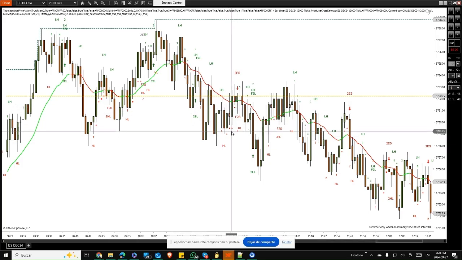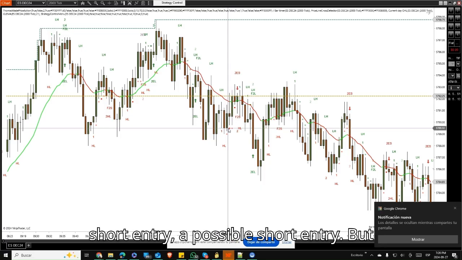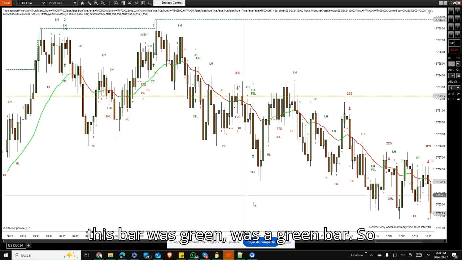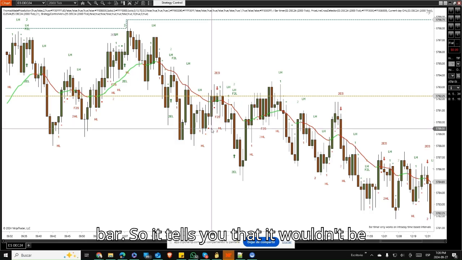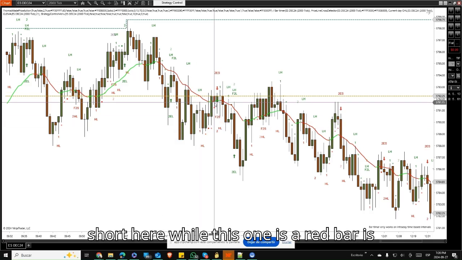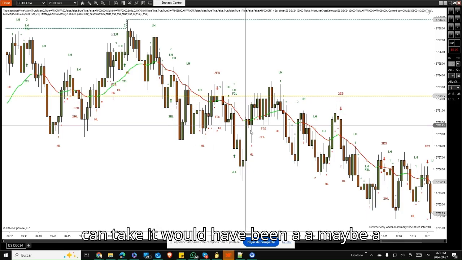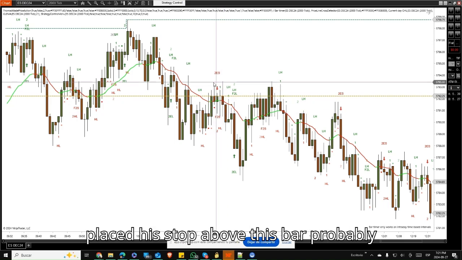Now, for example, this one is dim because it was a possible short entry, but this bar was a green bar, so therefore it became an unqualified bar. So it tells you that it wouldn't be a good idea to enter a second entry short here. While this one is a red bar, a bearish bar, and again, the user can take it. It would have maybe been a loser because the trader would have placed his stop above this bar probably, and it would have been taken out.